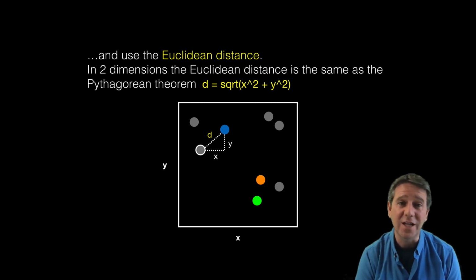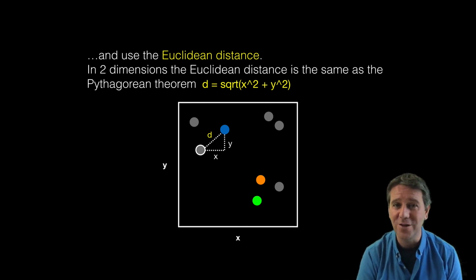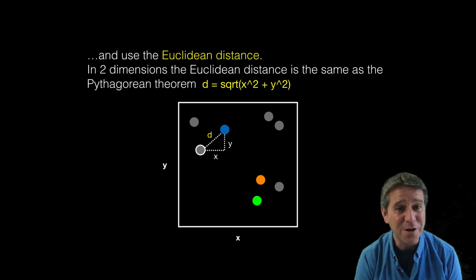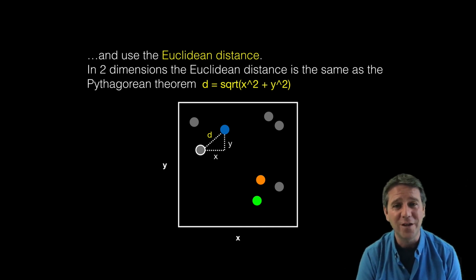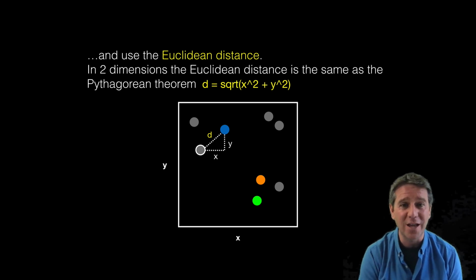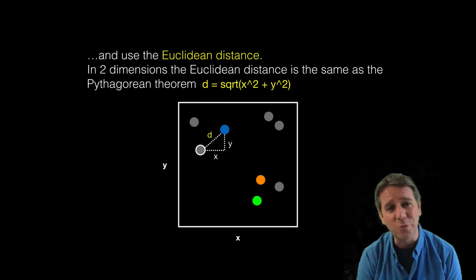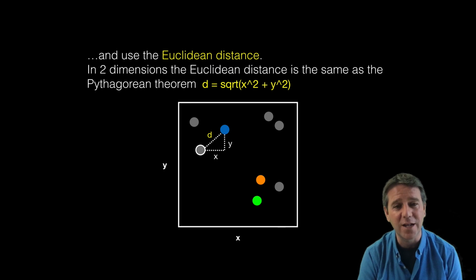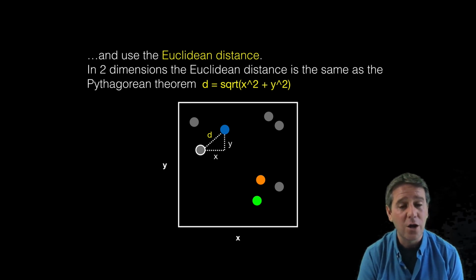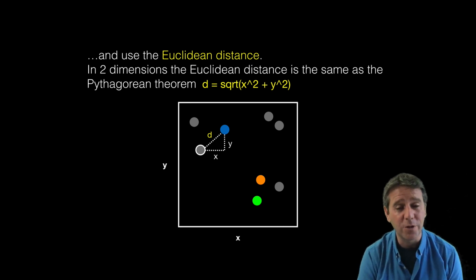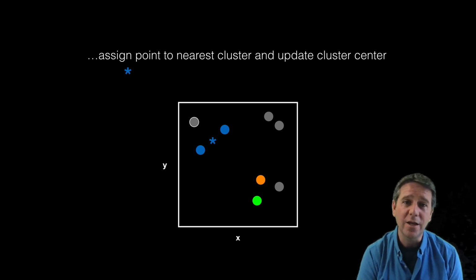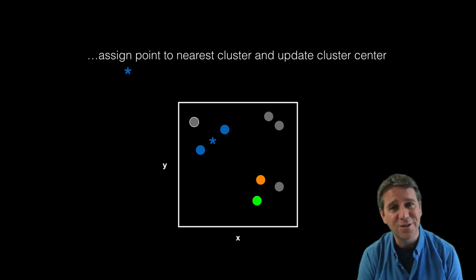Then we use the Euclidean distance. In 2 dimensions, Euclidean distance is the same as good old Pythagoras theorem, where the length of the side D that we're after is equal to the square root of the lengths of the other 2 sides squared and summed, right? Or the square root of x squared plus y squared. In this case, that's going to give us that distance D between our gray point and the cluster representative. And we assign it to the one that's closest, in this case, the blue cluster.